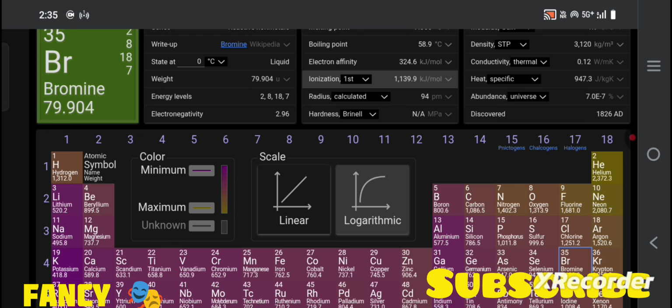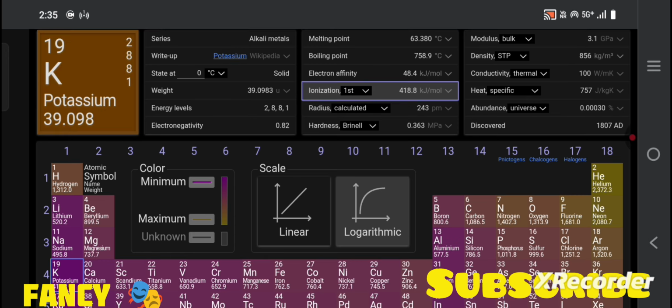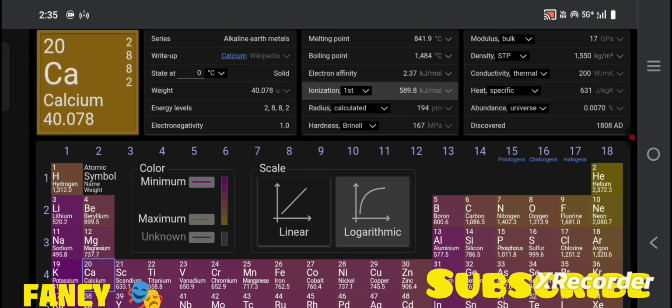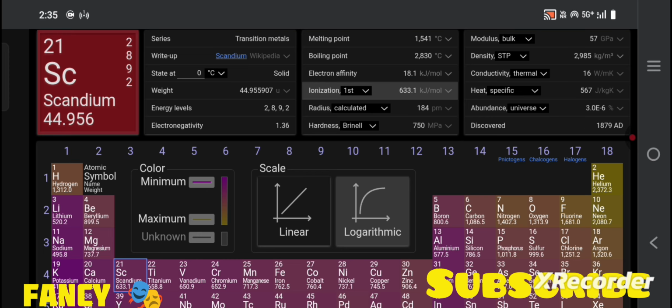Let me see. First, potassium, the ionization energy is how much? It is 418. Now for calcium it is 589. There is an increase, isn't it? Now again for scandium, what is that? It is 633. Then titanium, what is that? It is 658.